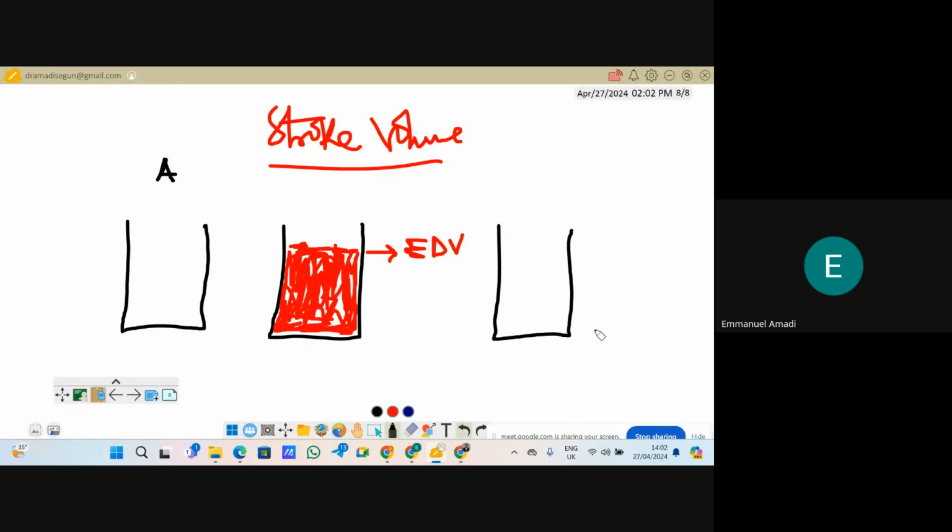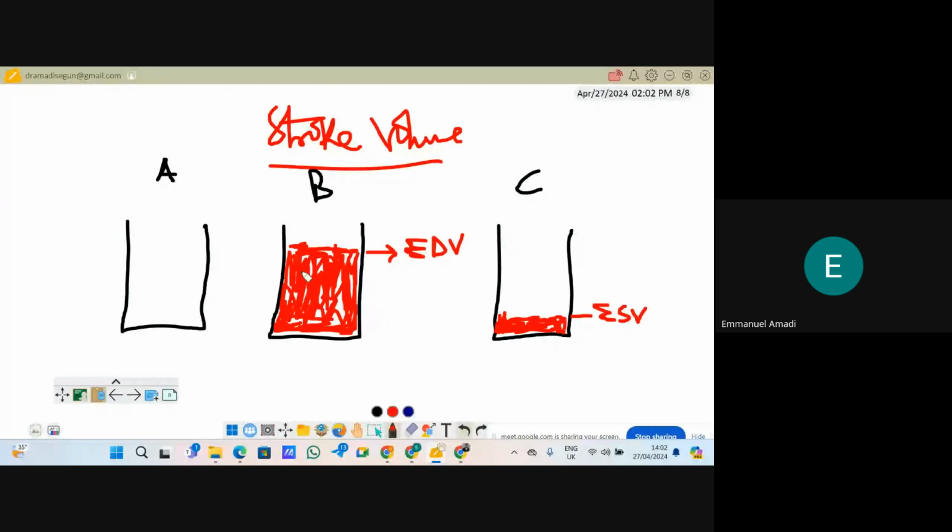Now, let us look at the next thing, the third exhibit. So this is exhibit B, where blood has been returned. This is exhibit C. In exhibit C, this patient has undergone contraction, and the heart has ejected, let's say, about 700 mils of blood. So what is left is 300. This is the end systolic volume. End systolic volume means the volume of blood that is left in the heart at the end of systole.